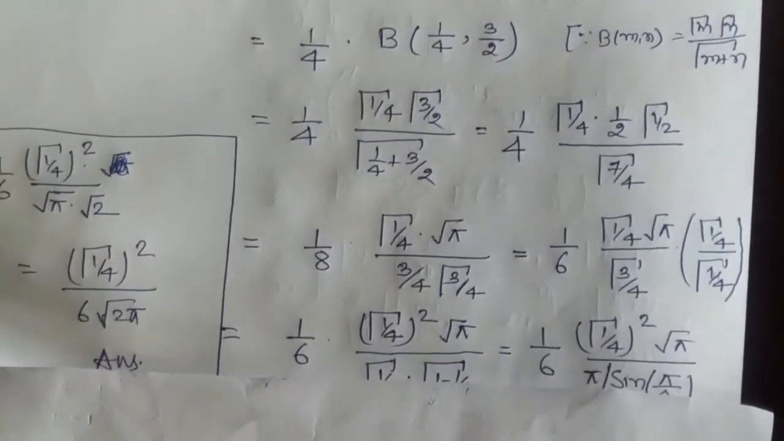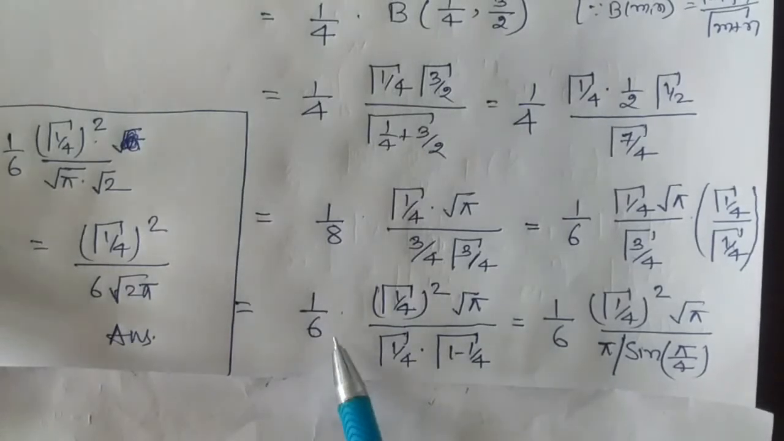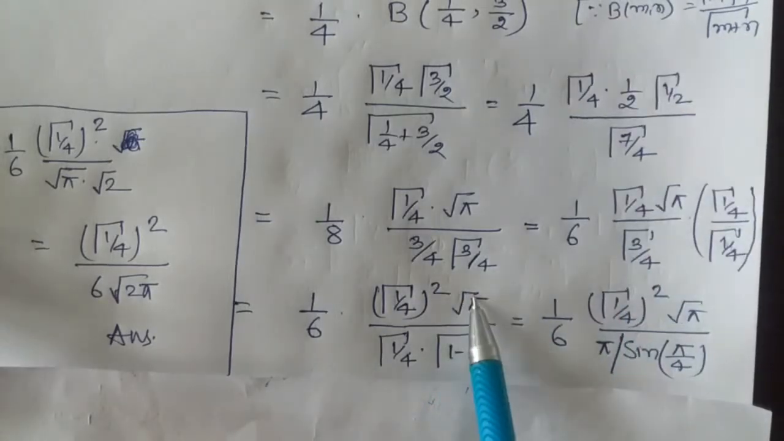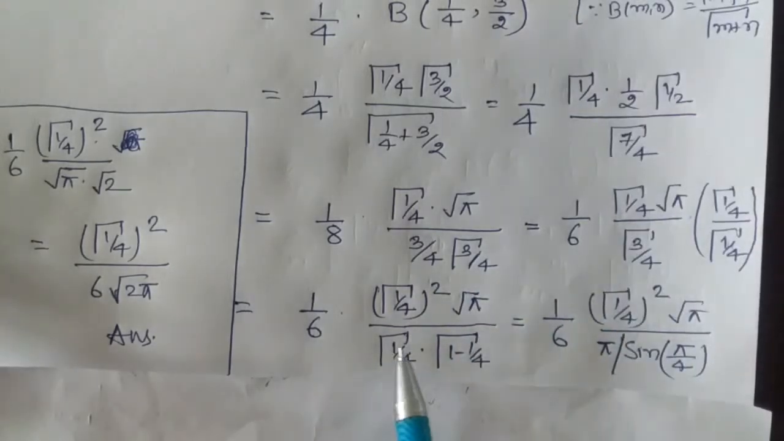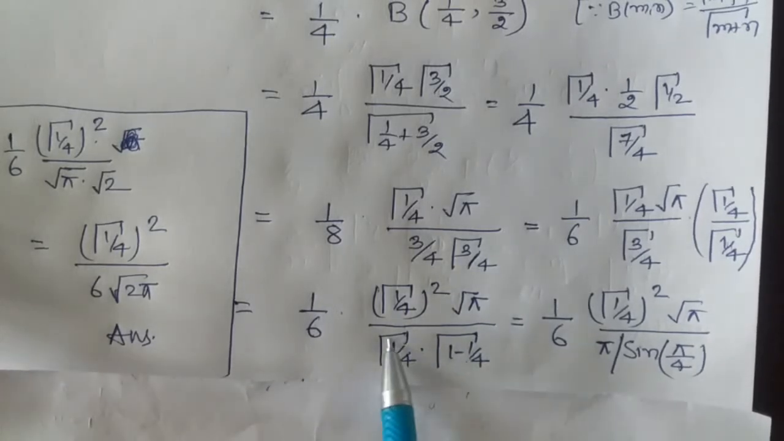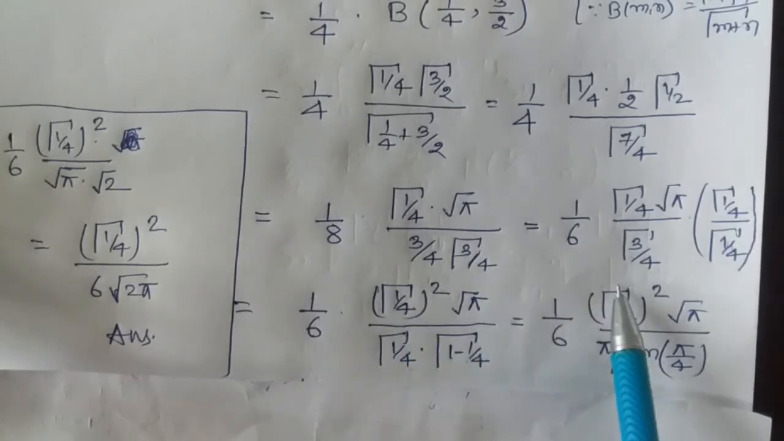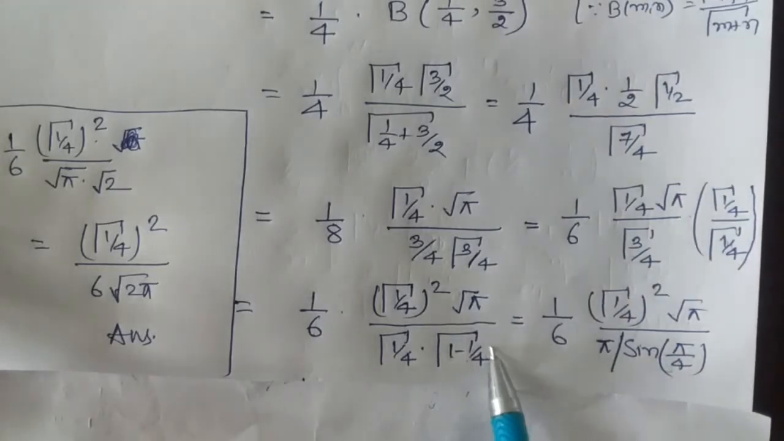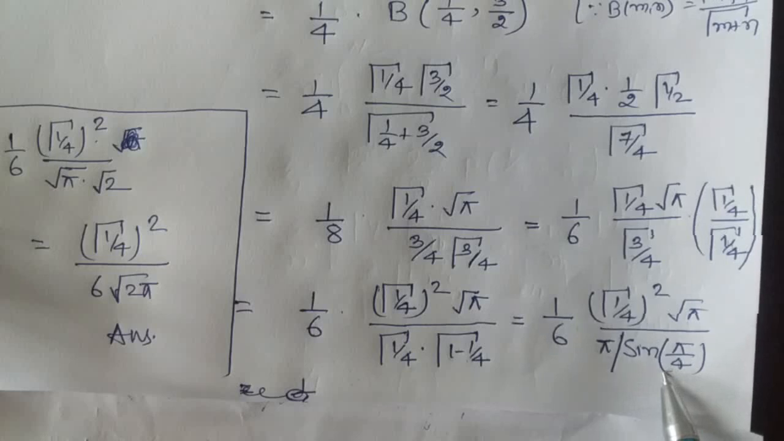Now we have 1 by 6 into gamma 1/4 into gamma 1/4, which is gamma 1/4 square, root pi upon gamma 1/4 into gamma 3/4, which is gamma 1 minus 1/4, since 1 minus 1/4 is 3/4. So this structure is in the form of gamma n into gamma 1 minus n, which is pi upon sin n pi. So we write 1 by 6 gamma 1/4 square into root pi upon sin n pi. n is 1 by 4, so we have pi by 4 here.